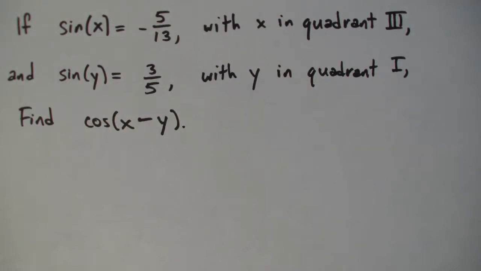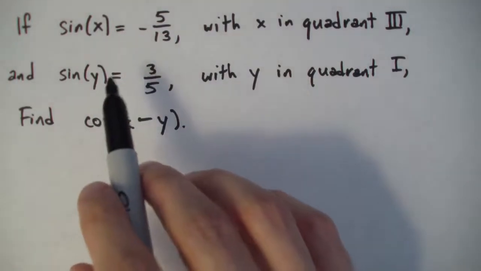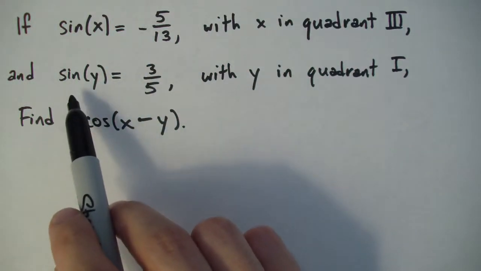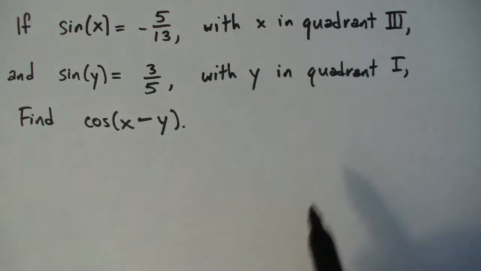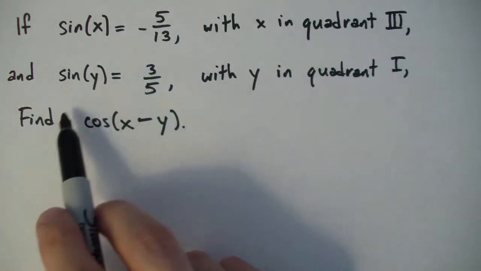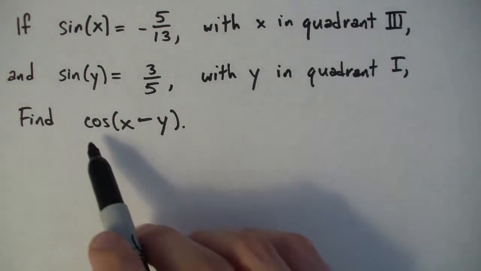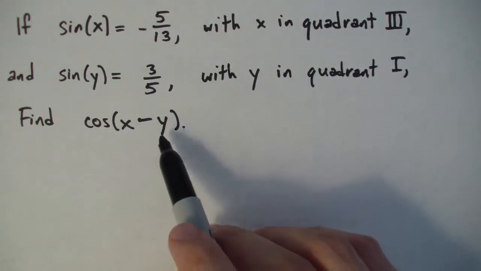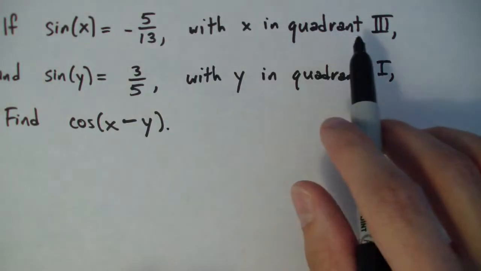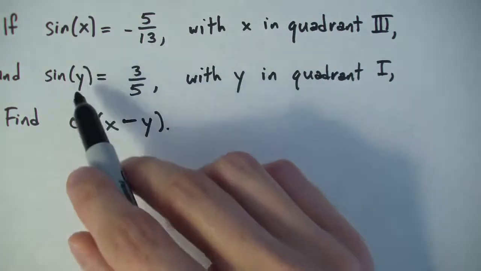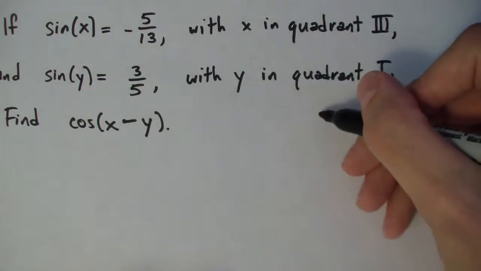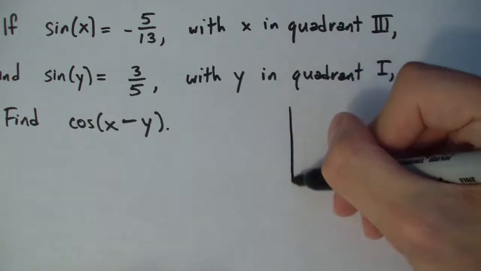Now let's do an example where we are told what the value of sine is for x and the value of sine for y, along with the quadrants. From that information, that's enough to determine the cosine of x and the cosine of y, which is what we need to compute cosine of x minus y. So let's quickly draw the angle x and the angle y and figure out a reference triangle for each of those.